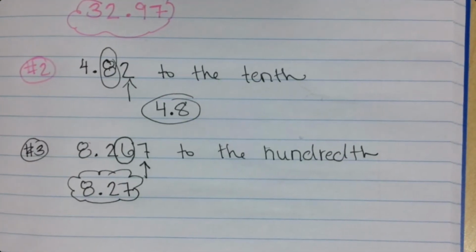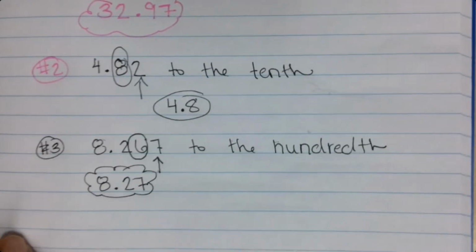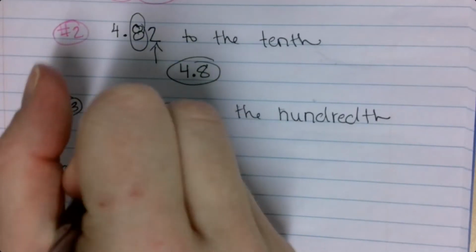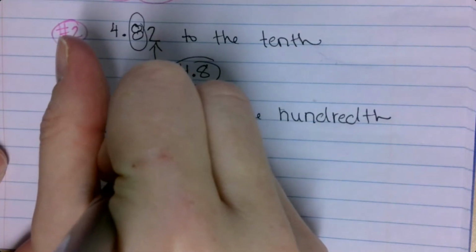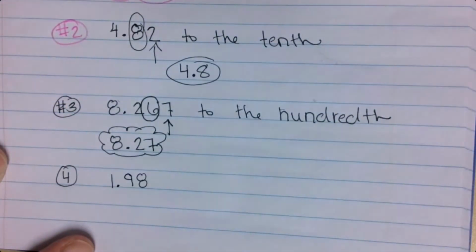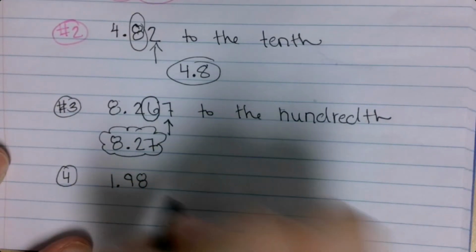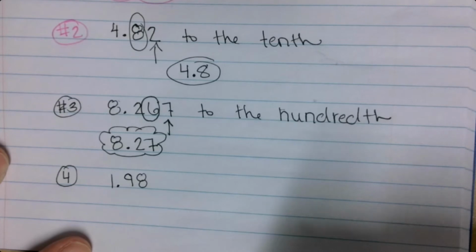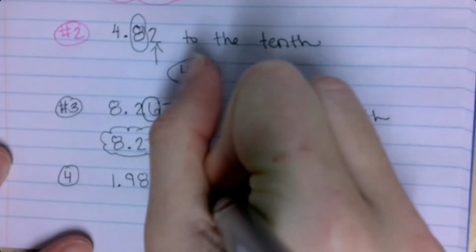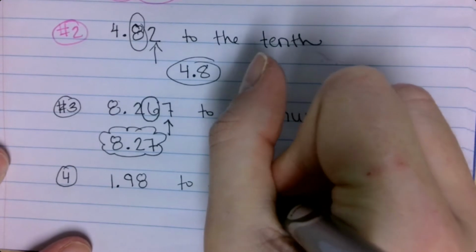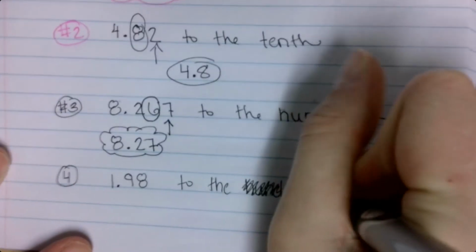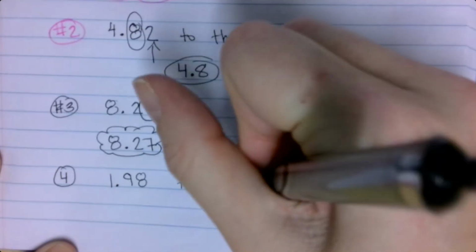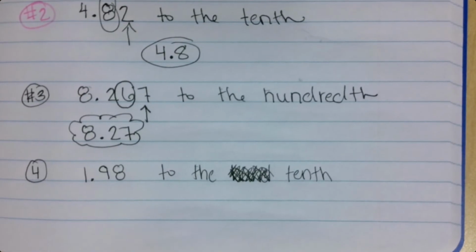All right? Now, I want to do another one where I help you out, just because I know sometimes this is where people get confused. So if I look at the decimal 1.98, and I want to round, sorry, to the 10th, my bad. I want to round to the 10th.